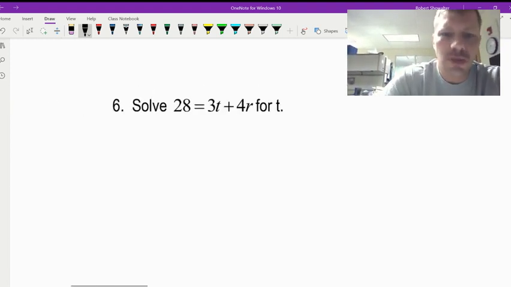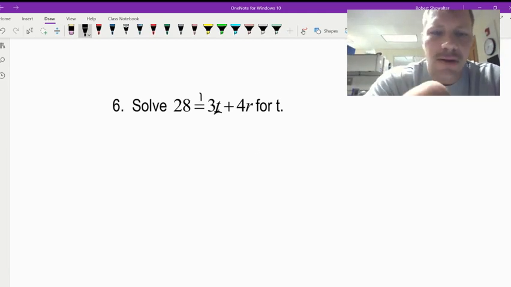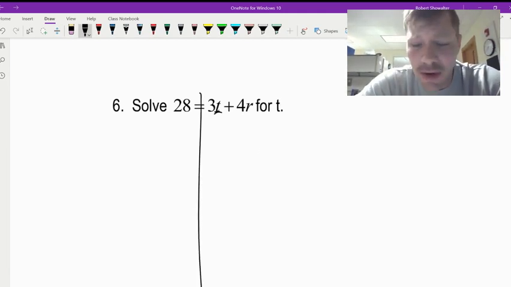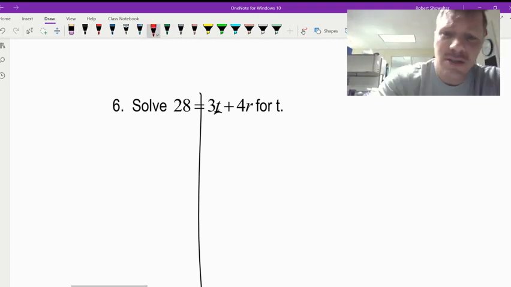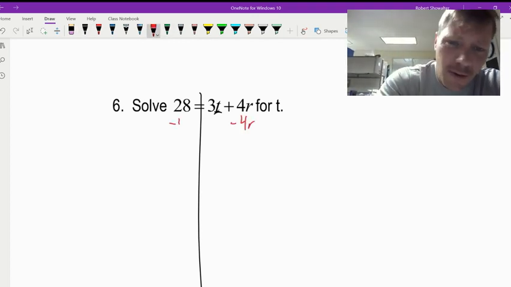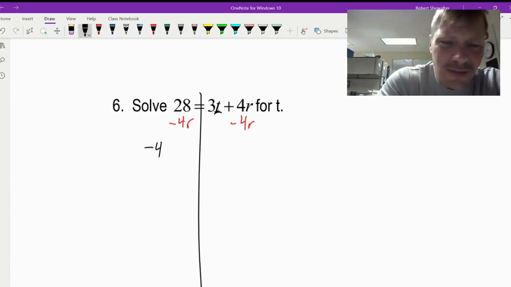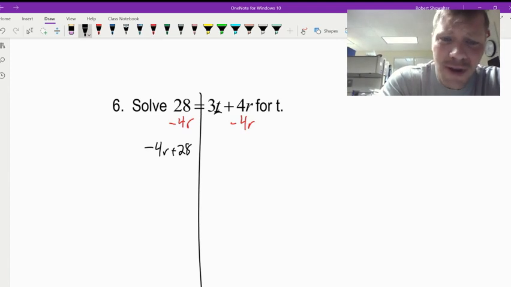Let's go. Solve for t. Look, the first part of it is actually finding where that variable is. Don't look at this whole thing as a crazy big giant thing. Look at it as, where is the variable I need to get rid of? And what stuff do I need to get rid of around it? So we're going to subtract 4r from both sides. But then you realize 28 minus 4r, those aren't like terms, so we can't combine them. So we just write them right next to each other.